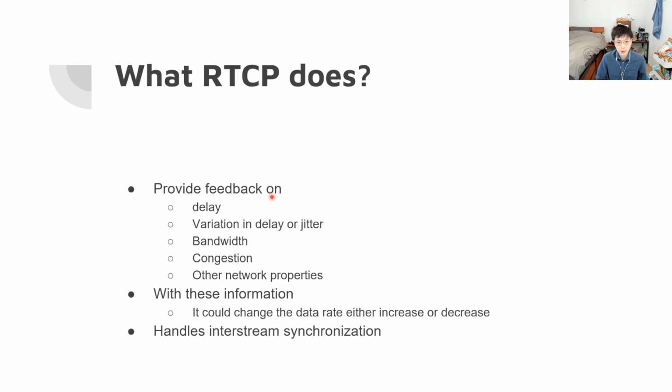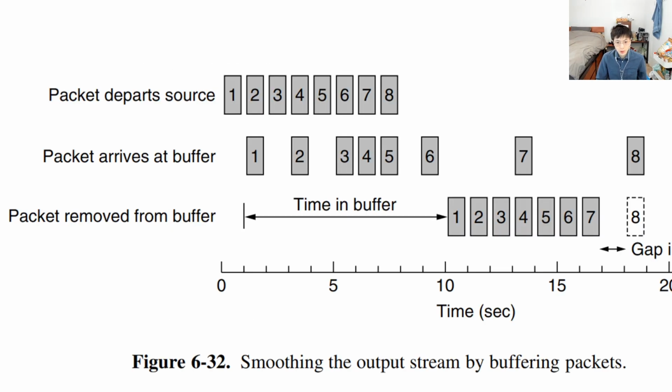What does it do? It provides feedback on delay. Is there a delay or jitter within the packets? How is the bandwidth? Is there congestion or other network issues? With the above information from RTCP, it can change the data rate, either increasing or decreasing it, to reduce congestion based on the bandwidth, and to reduce the delay or jitter. And it handles inter-stream synchronization.